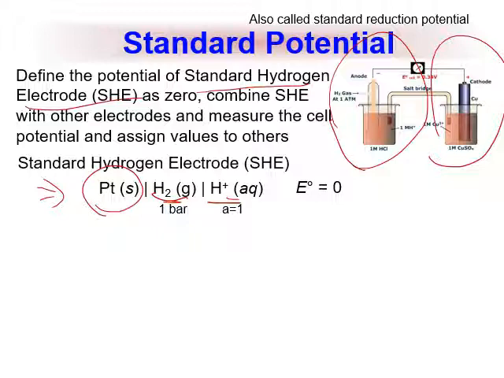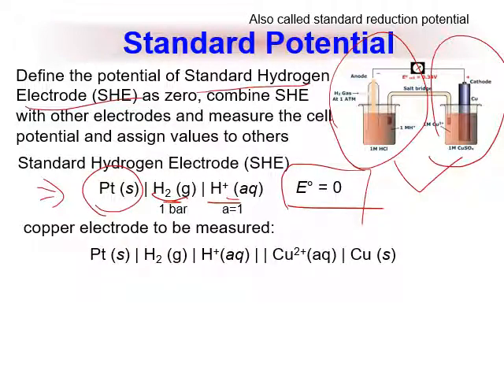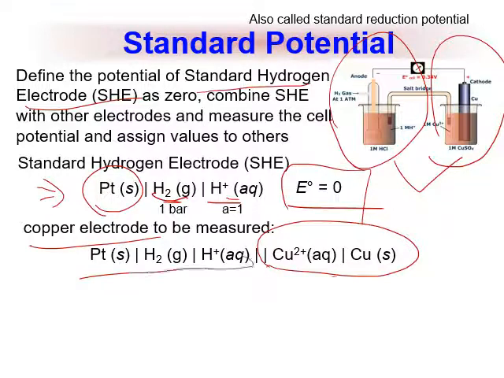Now, because we are only concerned about the relative potential, we can conveniently define the standard hydrogen electrode as 0. So in order to measure, for example, the copper electrode, we combine the copper electrode with the standard hydrogen electrode. We measure the cell potential, and that gives you the half cell potential of copper because the hydrogen electrode is 0. Also notice that in chemistry convention, we always place the unknown half cell on the right side and the standard hydrogen cell on the left side.